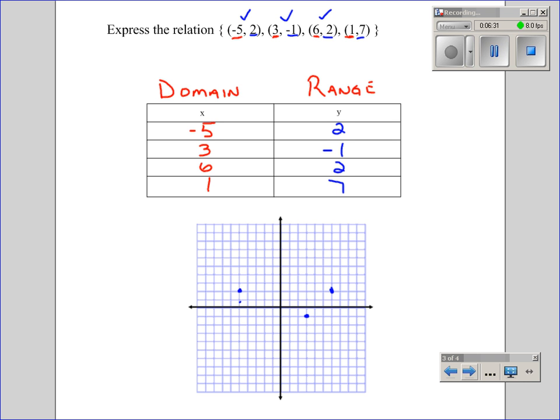So we're going to start at the middle, our origin. We go over 1, and we're going to go up 7: 3, 4, 5, 6, 7. And that is your last spot.